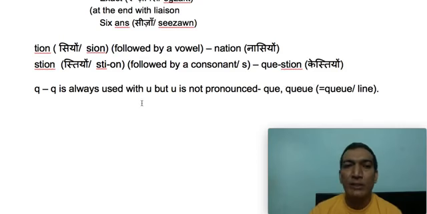Okay, so just to say that Q is always followed by U, and it can never exist in French without U, without any pronunciation of U. Okay, so that's all for all the pronunciations of French.